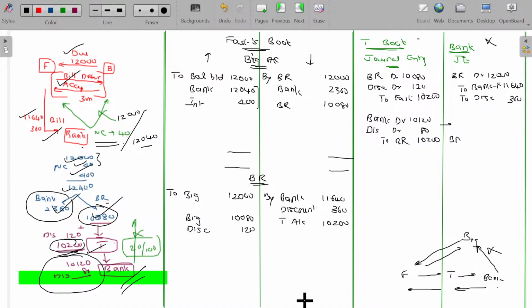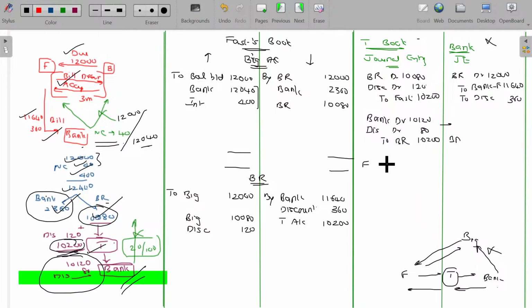In the books of T, the dishonor entry will be there. While passing the discounted bill dishonor, now he is responsible to make the payment to the banker. So the banker is now creditor. And immediately T says, calling F, you become my debtor. You have to pay this money. You gave me the bill, that bill becomes invalid, so you have to pay me.